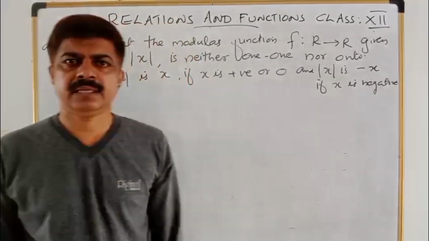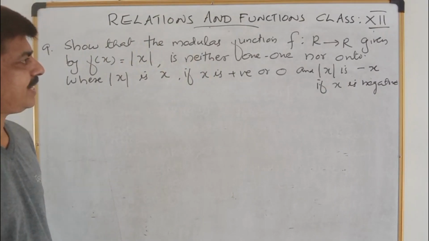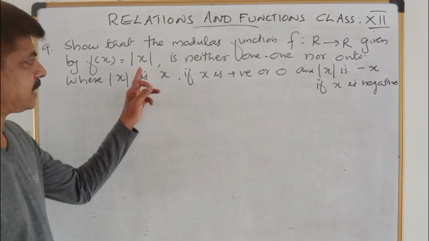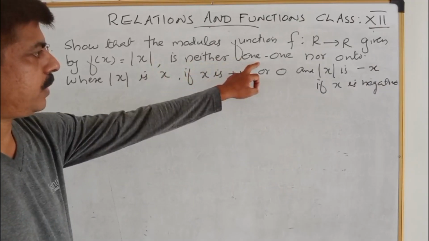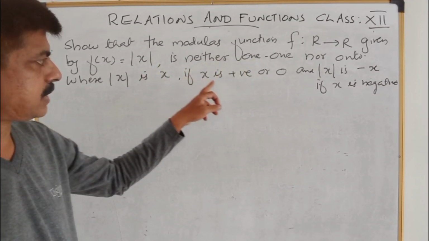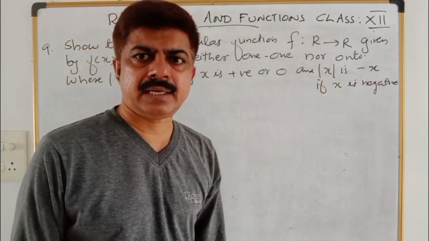Okay, this is the ninth question. Show that the modulus function f from R to R given by f of x equal to mod x is neither one-one nor onto, where mod x is x if x is positive or 0, and mod x is negative x if x is negative.